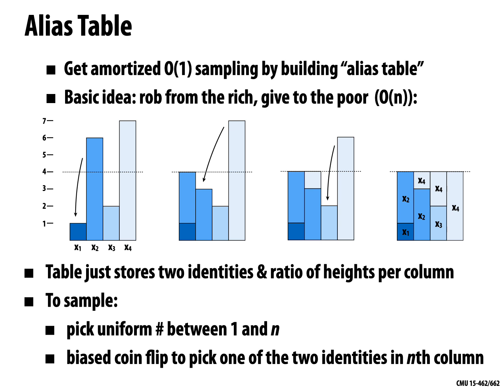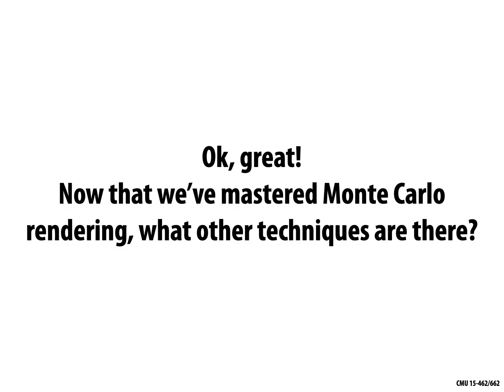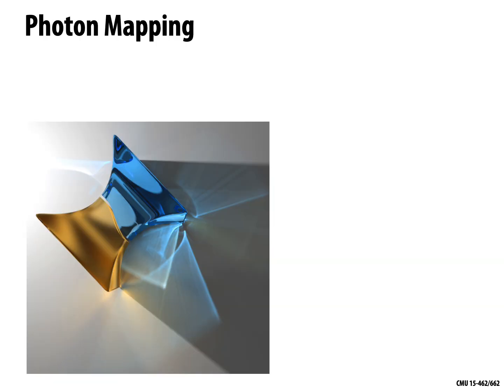Super simple. In some sense, even perhaps easier to implement than this idea of inverting a CDF. Okay? All right. So that's great. So now that we've mastered Monte Carlo rendering, what other techniques are there? Just to wrap up, there are a lot of things that we haven't talked about in terms of rendering algorithms. One of the most popular ones is something called photon mapping.